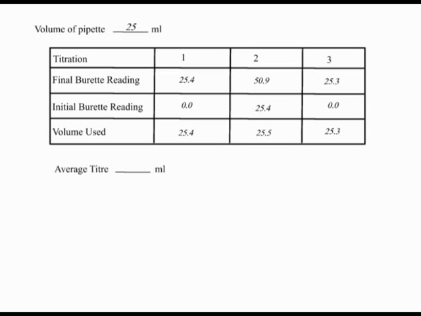From here, we calculate the average titer. We have 25.4 plus 25.5 plus 25.3, everything divided by 3, which gives 25.4 milliliters. So the average titer here is 25.4 milliliters. Now we have the reacting volumes of the alkali and the acid, and we also know the concentration of the alkali. We can now find the concentration or the molarity of the acid.